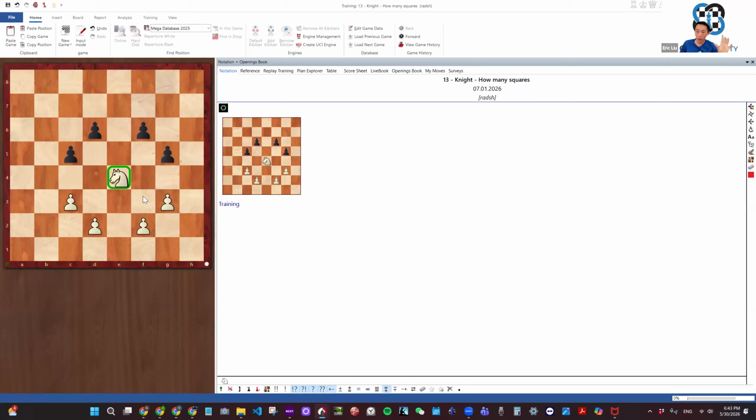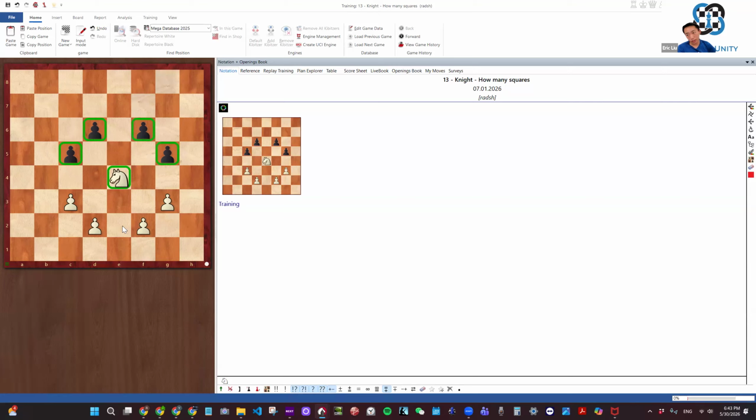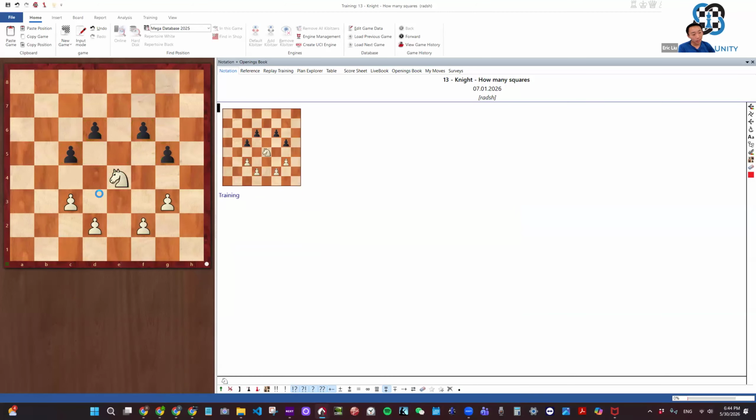The knight cannot capture its own pawn, but the knight can capture the opponent's pawns. The knight really wants to capture the opponent's pawns. So, yeah, there are 4 different squares the knight can jump to here. It can jump to c5, d6, f6, and g5. It cannot capture the white pawns, but it can capture the black pawns.